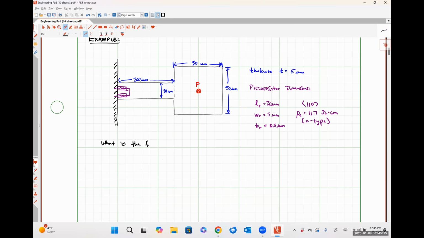All right, so what I want us to figure out is what is the fractional change in resistance caused by a force of F equal to 25 micronewtons acting at the center of the proof mass. So ultimately, we're looking for fractional change in resistance.